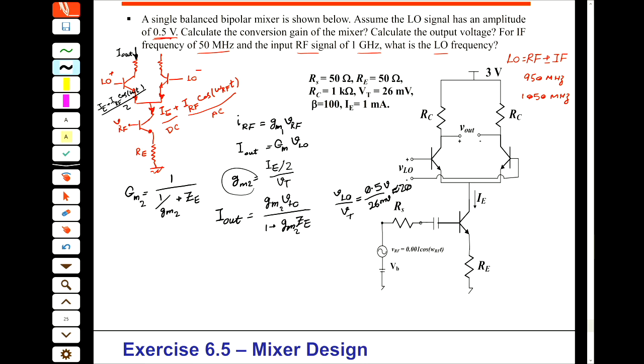Sorry. GM2 is for this one. GM1 is for this one. So this is GM1. This is GM2. Big GM2 is when we assume that here is connected to ground. What is the GM if here there is nothing?